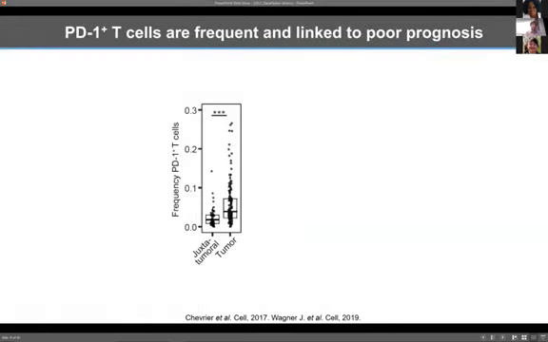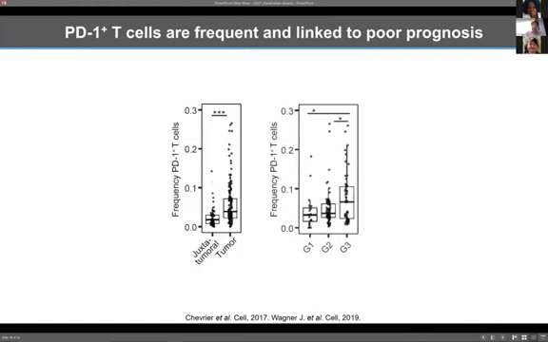So first we checked whether, in our cohort, which is dominated by luminal tumors, we have T cells expressing high levels of PD-1. And indeed, comparing the frequency of these T cells in tumor versus the control samples, we saw that there was a significant increase. And we also saw a significant relationship, again, to poor prognosis as defined by the grade.